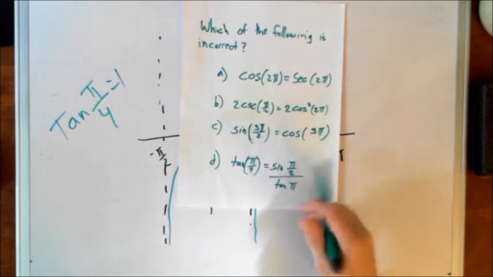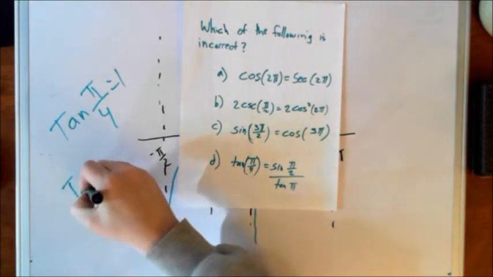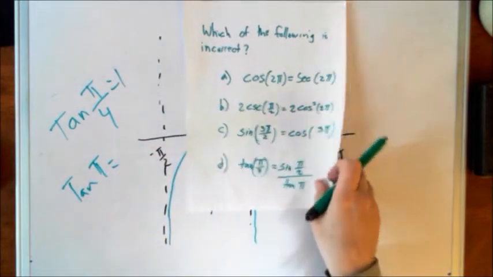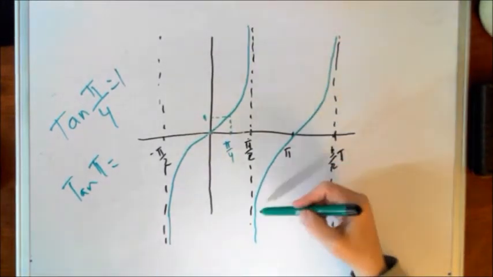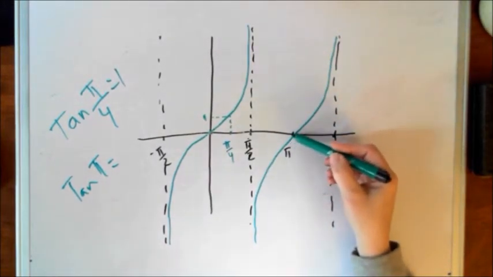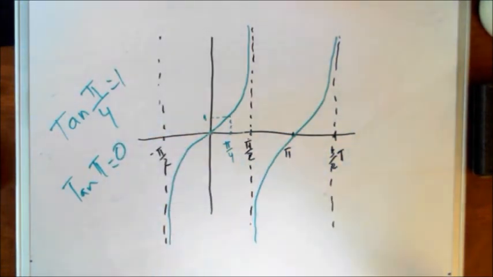We're also asked to evaluate tangent of pi. So what is that equal to? Well, if I look at pi, tangent crosses the x-axis there, so tangent of pi is equal to 0. There you have it.